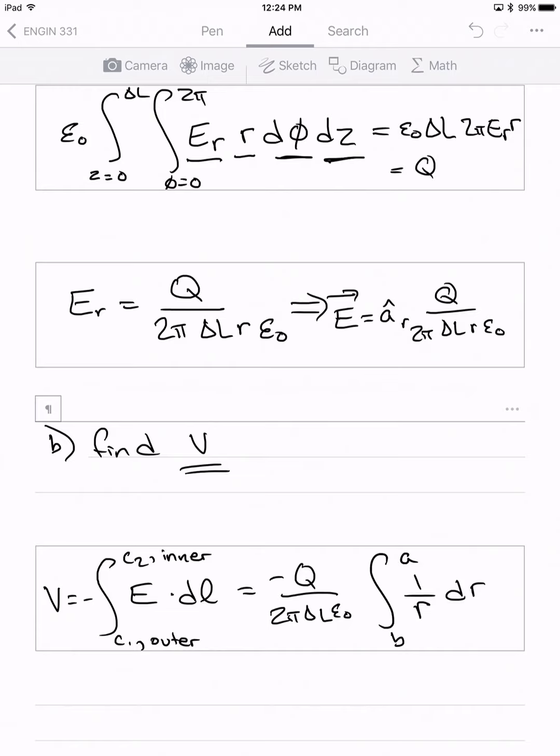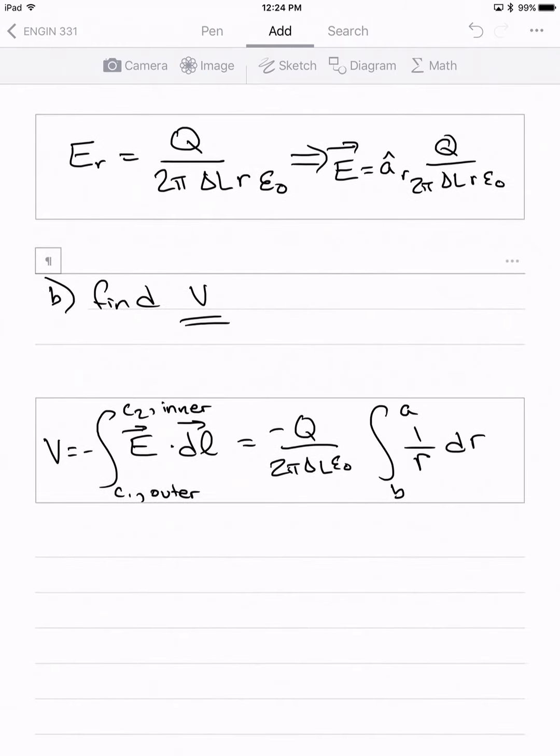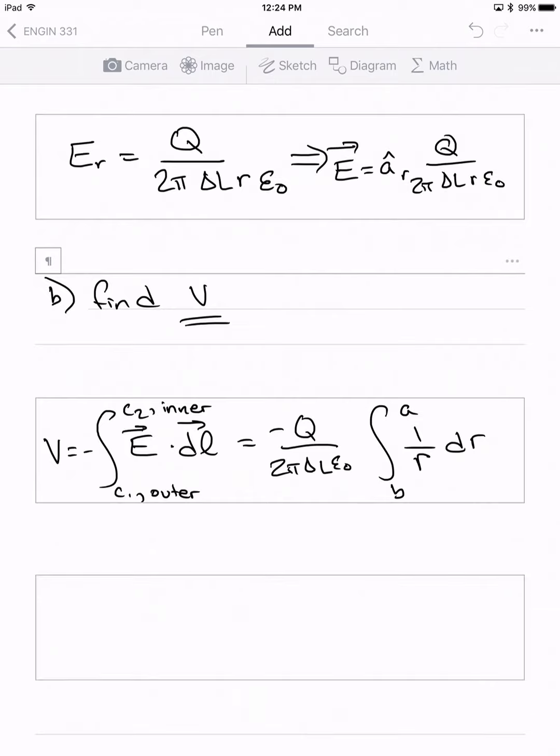I kind of skipped the step where we do the dot product between E and dl there, but we're taking a radial path, so E dot dl is just going to be the magnitude of E. Excuse me, sorry about that. So in my next step, I just have to evaluate this integral. So I keep all the constants on the front exactly the way they are, minus q over 2 pi delta L epsilon naught integral from B to A of, actually I'm evaluating this.